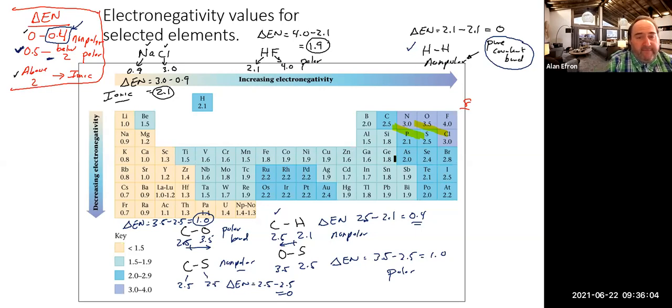It is definitely a safe bet if they're both the same element, it's going to be non-polar. If they are not the same element, probably in most cases it will be a polar one, but it can definitely be a non-polar one.